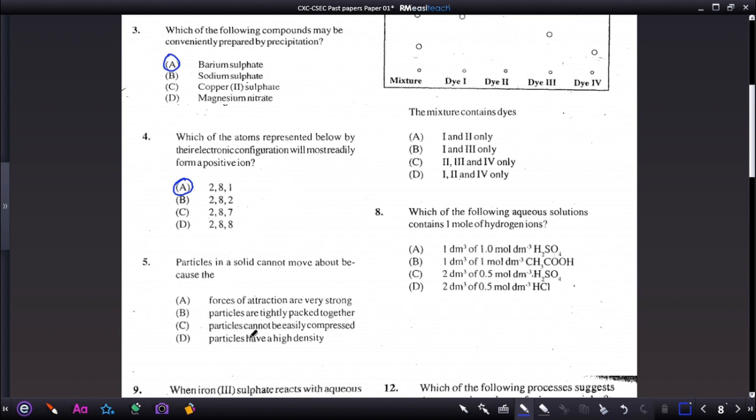Part B says particles are tightly packed together, right? Even though solid particles can be tightly packed, they still can vibrate and move about. Particles cannot be easily compressed. That has nothing to do with the question. Particles have a high density. Minimal significance regarding the question. So the answer for this is A.